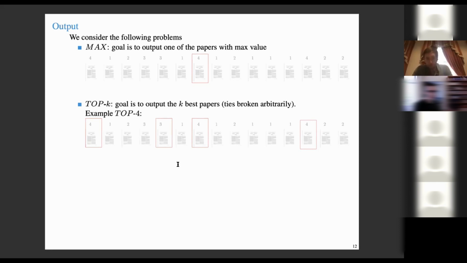In this particular setting, here's an example for top 4. So you just try to find the best top 4 papers. And if you look at the values, you can see that 3 papers have a value of 4, and then there are a bunch of papers with 3, and then some 2s and 1s. And since you have to find the best 4, you have to find all papers with a value of 4. There are only 3 of them, so you have to find all of them. But then to fill up, to get your 4th paper for your conference proceeding, you have some slack. You can pick any of the papers with a value of 3.